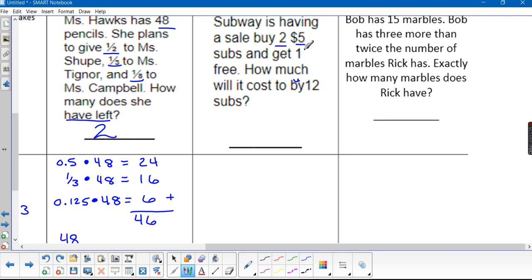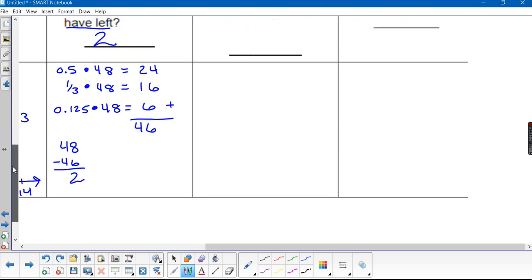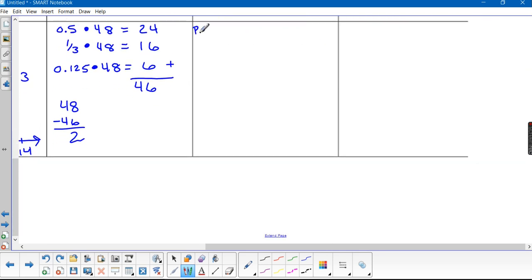If you buy 2 for $5 and you get 1 free, let's write that down. Buy 2, get 1 free for $5. So isn't that the same as saying you can get 3 for $5? Yep. And we want to know what it costs to buy 12 subs. A couple ways you can do this. Some of y'all are already going 3, 6, 9, 12, and you're going 5, 10, 15, 20.